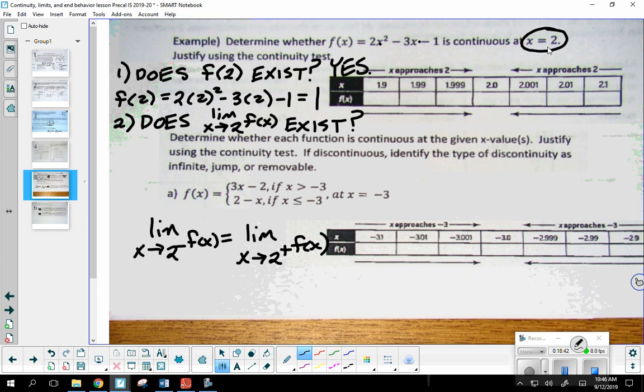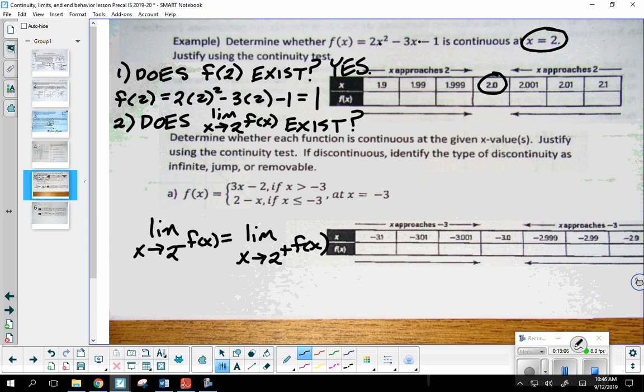So for step number 2, what's really useful is if you create yourself a table, which I've already done for you. You'll notice what's right in the middle. It's 2, the one that we're interested in. So what values did I choose on the left? 1.9, 1.99, 1.999. What are the values doing? They're getting closer to what? They're getting closer to 2.